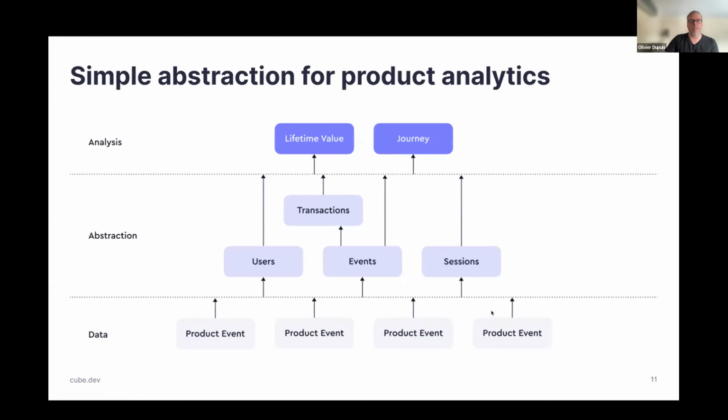And then you probably have an ETL process on top of that that is already starting to build a bit of an abstraction. So you would have your events, but also information about the users and the sessions, and even those events have multiple types, some of them might be transactions. And out of those entities, you can start asking questions, doing analysis on top of that, for example lifetime value and journey and all of that good stuff. Again, this is a really simple abstraction, but that's the idea of where we're going with that.